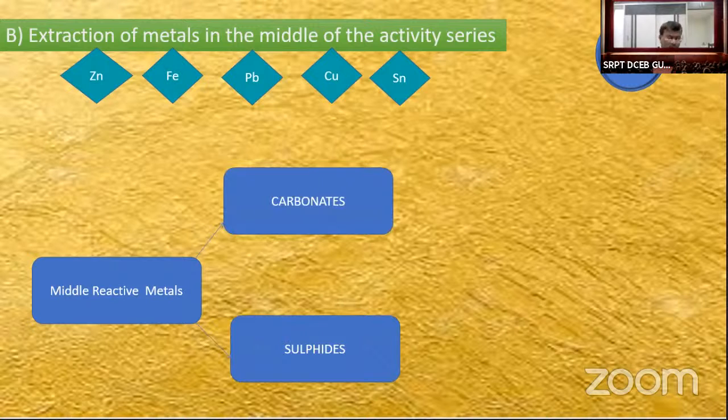Actually, moderately reactive metals are available in nature, in the earth's crust, in the form of carbonates and sulfides, like zinc sulfide, iron sulfide and iron carbonate, lead sulfide, copper pyrites, that is copper sulfide, and tin carbonate and tin sulfide.